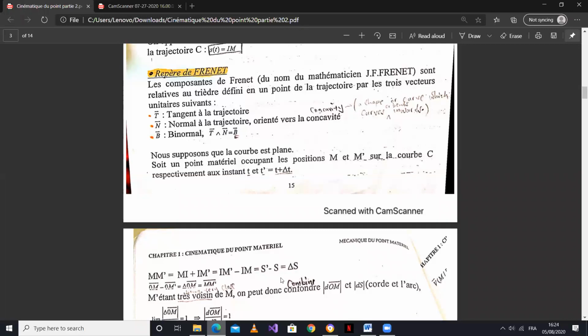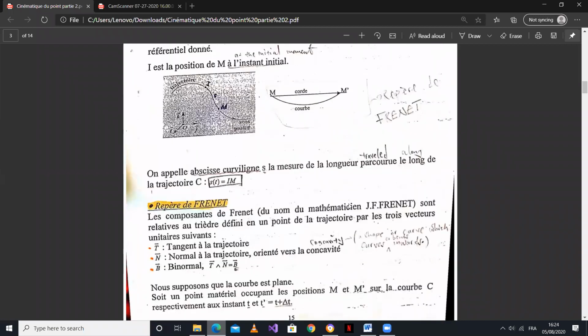So s prime minus s is going to be equal to delta s, just as we looked at before, we had om minus om prime, which gave us delta om, which was equal to m prime. To help you imagine, picture this curve going from m to m prime. You can picture your I maybe somewhere here. So from I, you move to m and then to m prime on this curve. This is your s, your abscisse curviligne from m to m prime, or delta s rather.